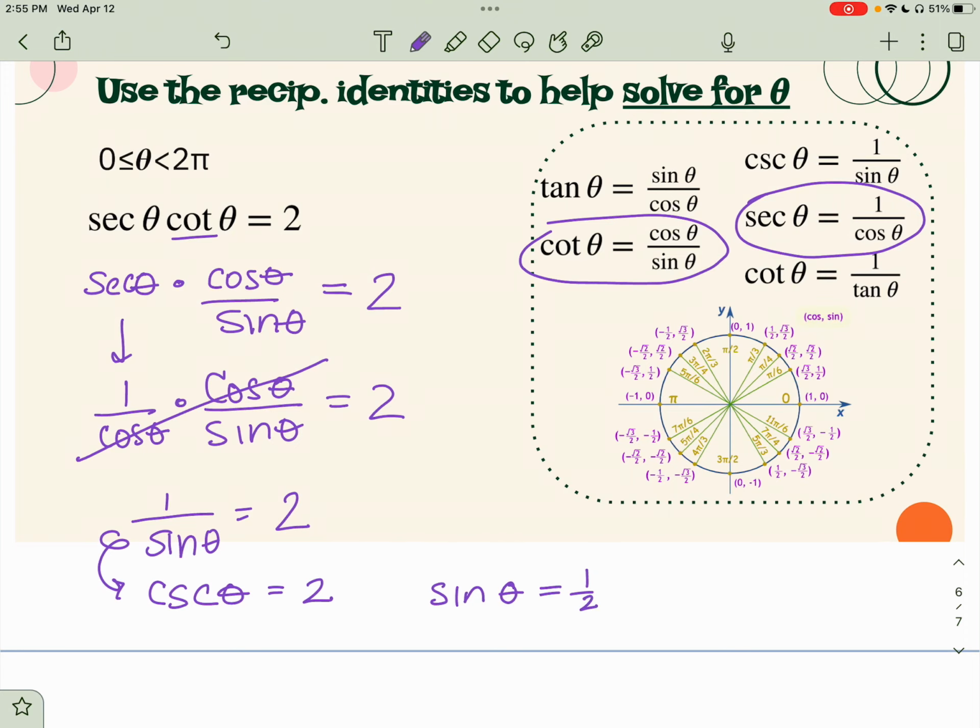Okay? If you want to jump right to here, you can think about cross multiplying, right? Like 1 equals 2 sine theta, divide, and you'll get sine theta equals 1/2. That's another way to think about this if you'd like. Again, there are a lot of paths to get to this answer. Where is sine 1/2? Sine is 1/2 at pi over 6 and 5 pi over 6. So those will be my answers here.